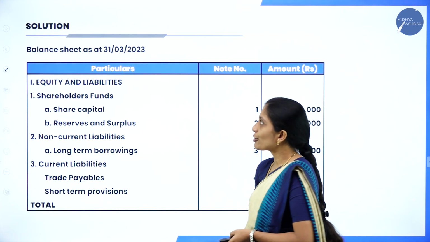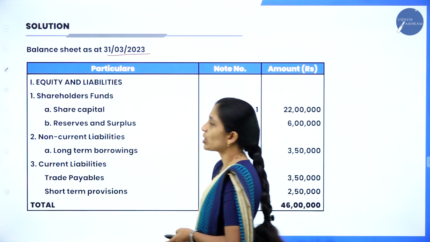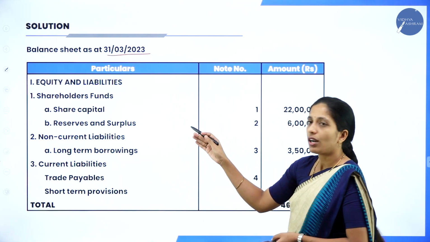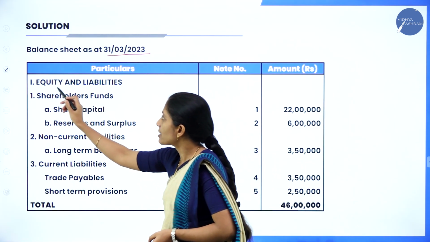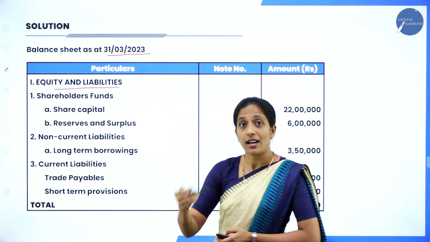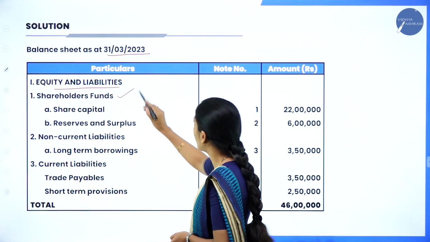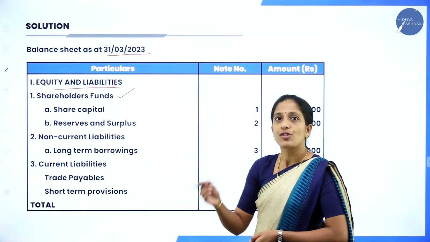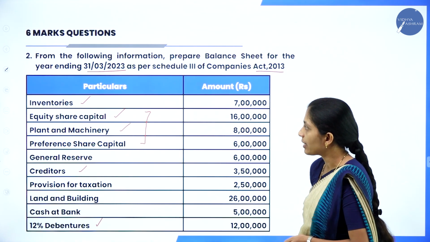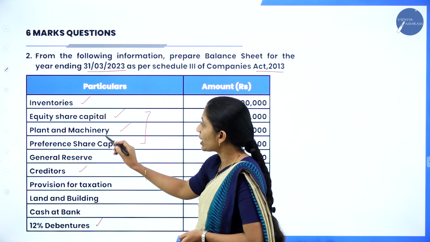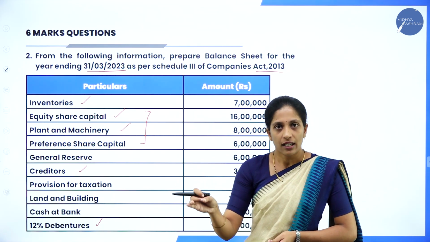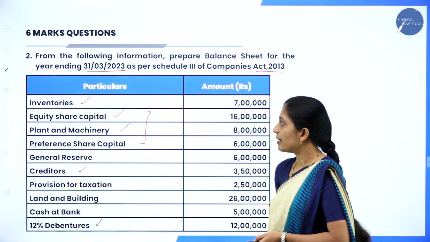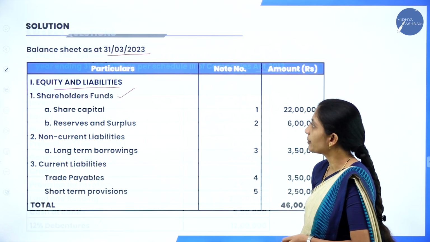So how do you write the solution? Balance sheet as at 31st March 2023. Your format is particulars, note number and amount. As usual, you will start with equity and liabilities. Under that, first one, shareholders' fund. Now for share capital, we have to prepare a note. We have equity share capital and preference share capital, which have to be combined under the note, that is share capital. So let's see how we have to prepare the note.